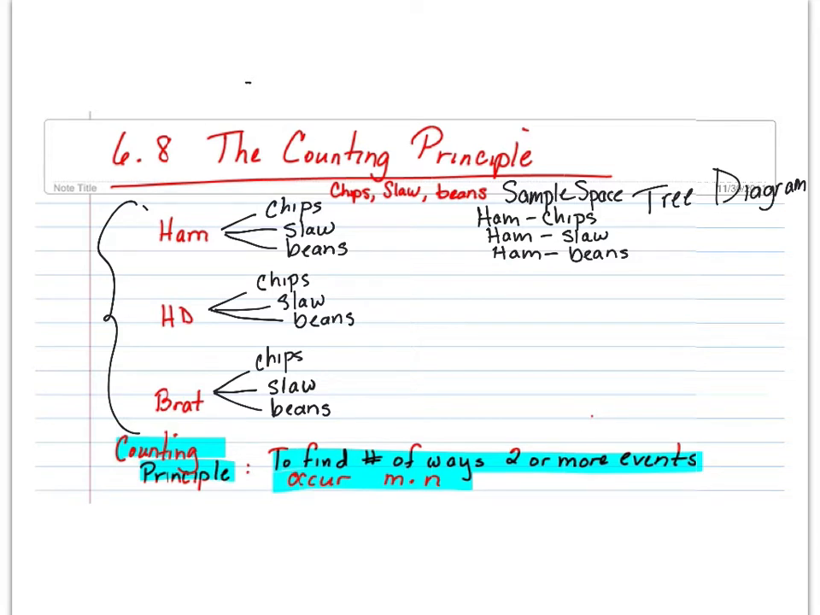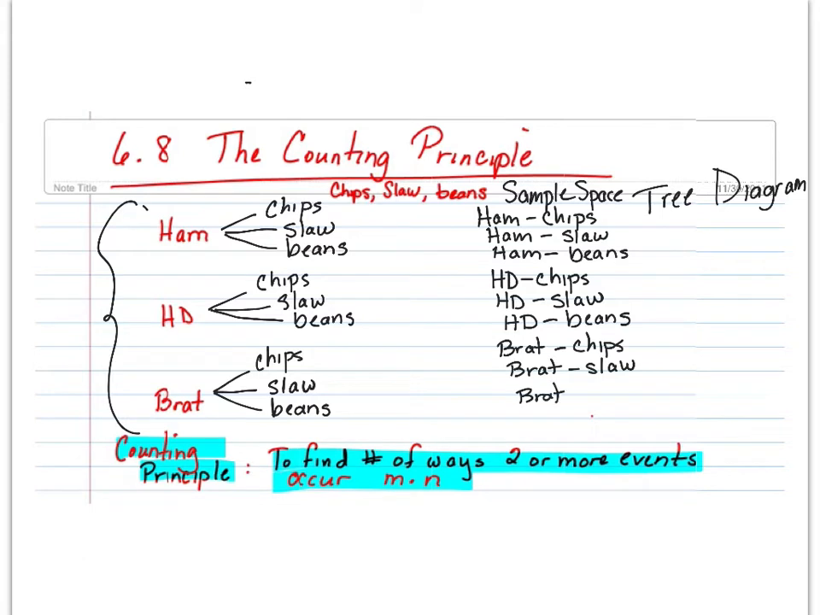Another part of the sample space. You can get a hot dog with chips, a hot dog with slaw, or a hot dog with beans. But I can also get a brat with chips, a brat with slaw, or a brat with beans. Those are the different combinations of meals that I can get.